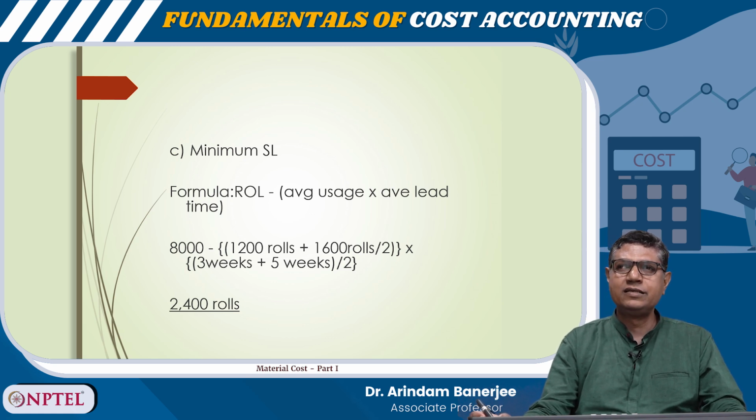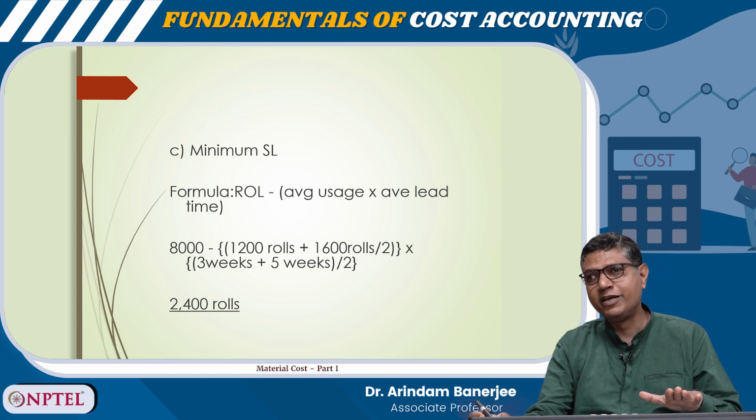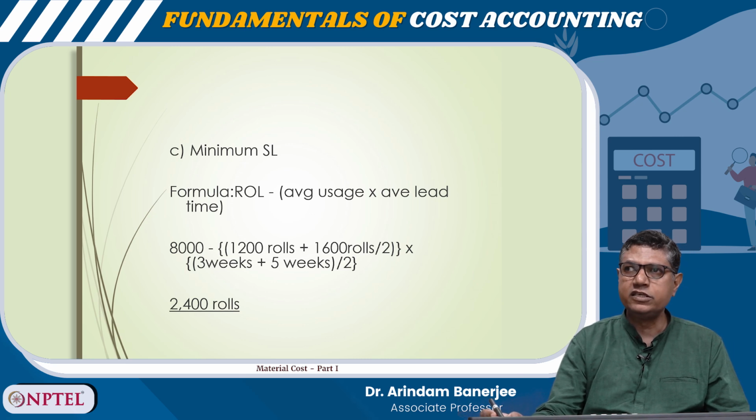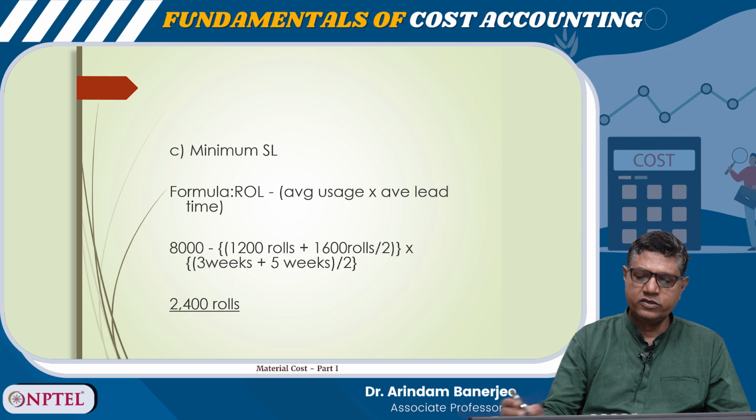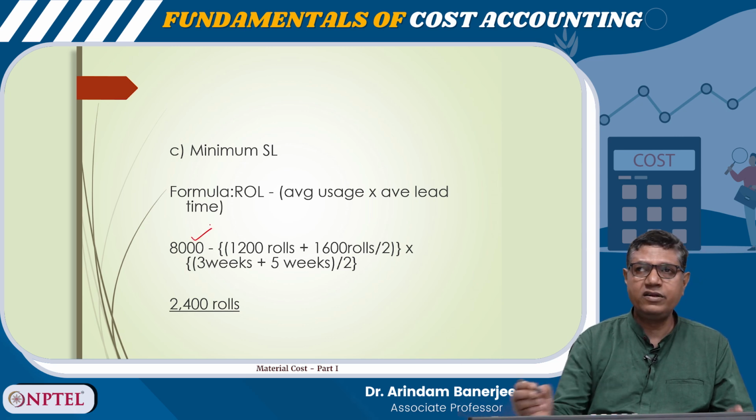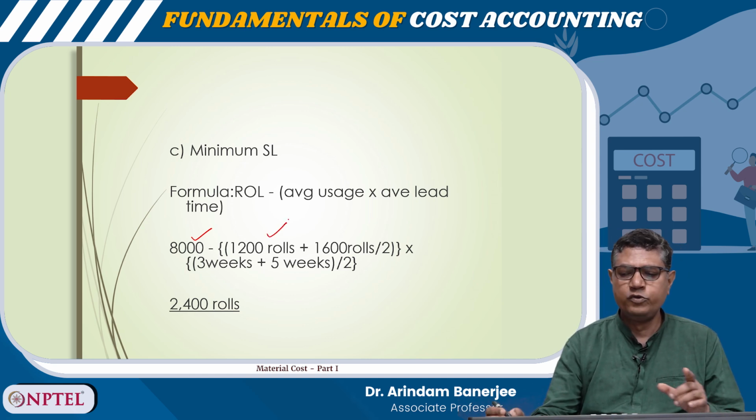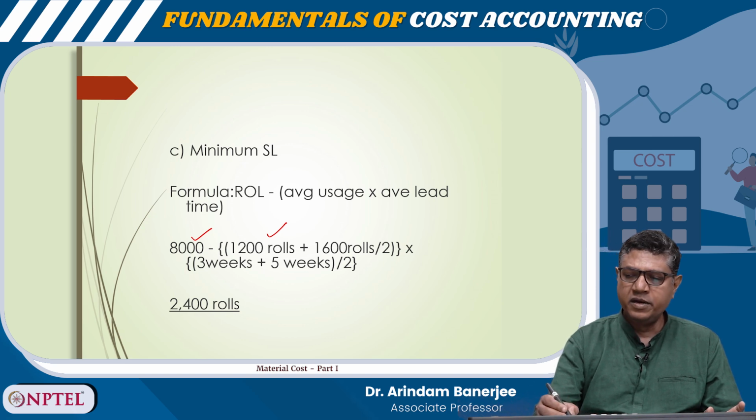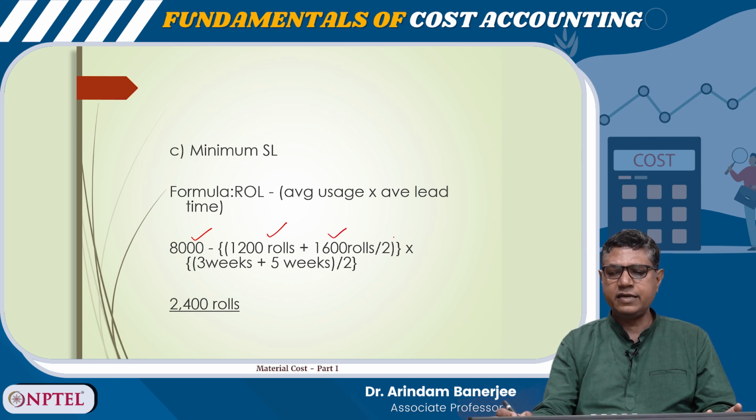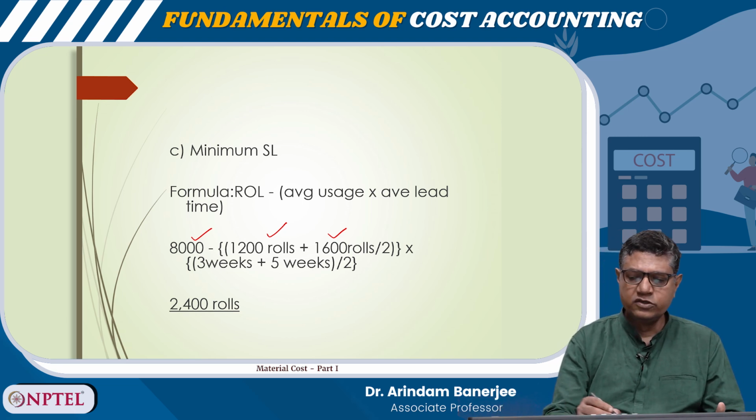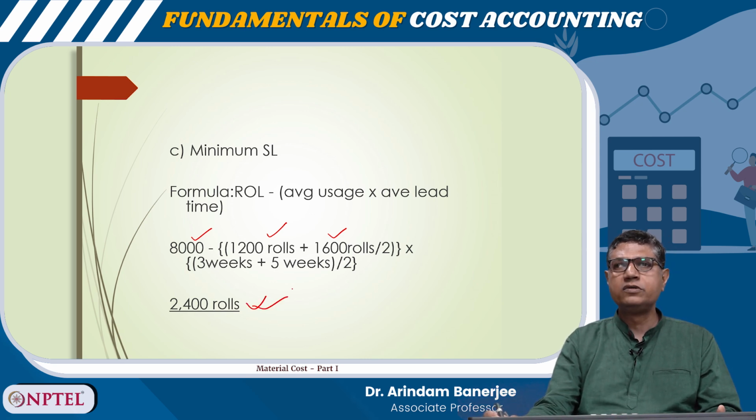The minimum stock level, what is the minimum stock level? So how much minimum should they keep, right? Minimum is ROL minus average usage into average lead time, right? So ROL is the reorder level 8,000, you remember we calculated it. Average usage is 1200 rolls plus 1600 rolls divided by 2, and average lead time is between 3 to 5 weeks, so 3 weeks plus 5 weeks by 2. So if we calculate, then the minimum stock level is coming to 2400.